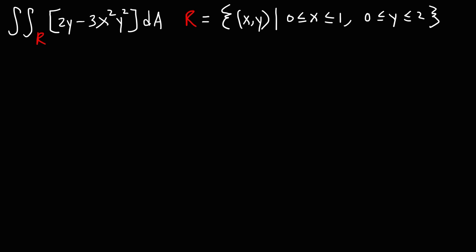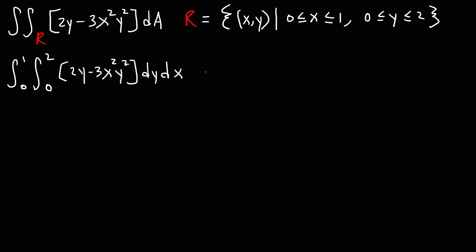So we have the rectangular region R, and we have the values for x and y. So we can represent the iterated integral two ways. We could start by writing the x values first. So this would be an integral from 0 to 1, and then another integral from 0 to 2 of the expression 2y minus 3x squared y squared. Now we can replace dA with dx and dy. Now 0, 2 corresponds to y, so we need to write dy first, and then dx.